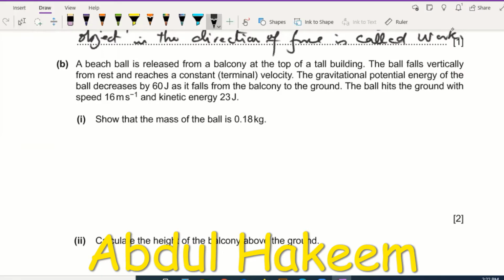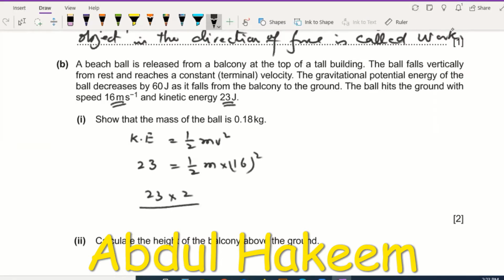Look, the kinetic energy is given, speed is given, so mass is required. Kinetic energy is equal to 1/2 mv squared. Kinetic energy is 23, 1/2 m is required, and speed 16 squared. So 23 times 2 divided by 16 divided by 16, and this is the mass. After the calculation, the mass is approximately 0.18 kg, hence proved.